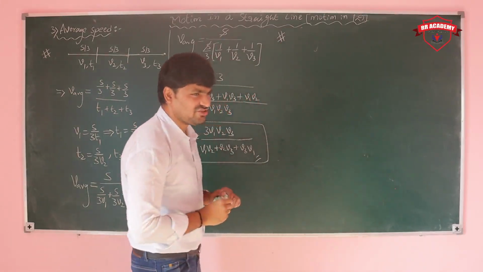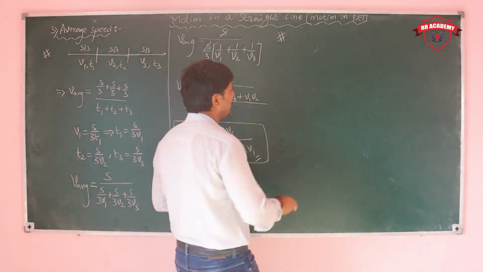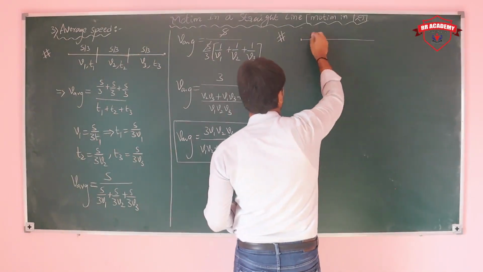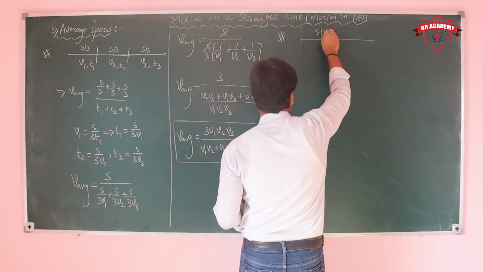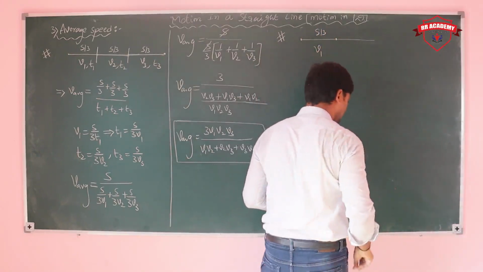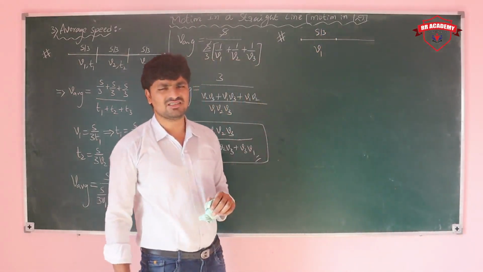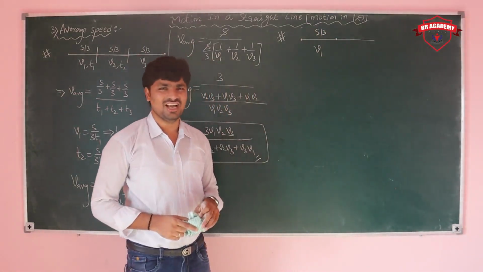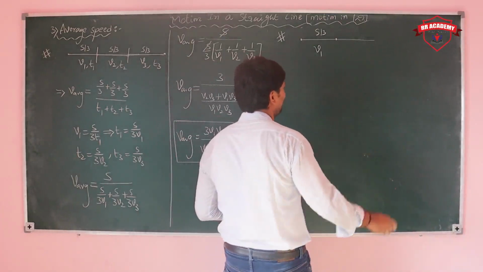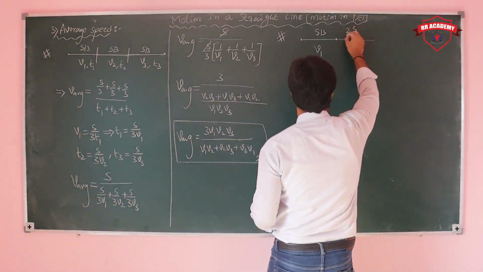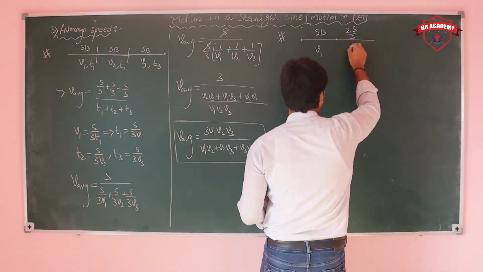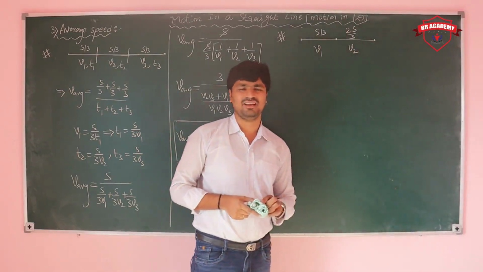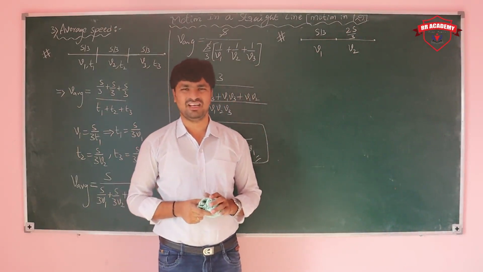Here the situation is like this. A car travels the first 1/3 distance with a speed V1. Next, the remaining distance. Remaining means how much distance is remaining? 2/3 is remaining, with a speed V2. Then what about the average speed?